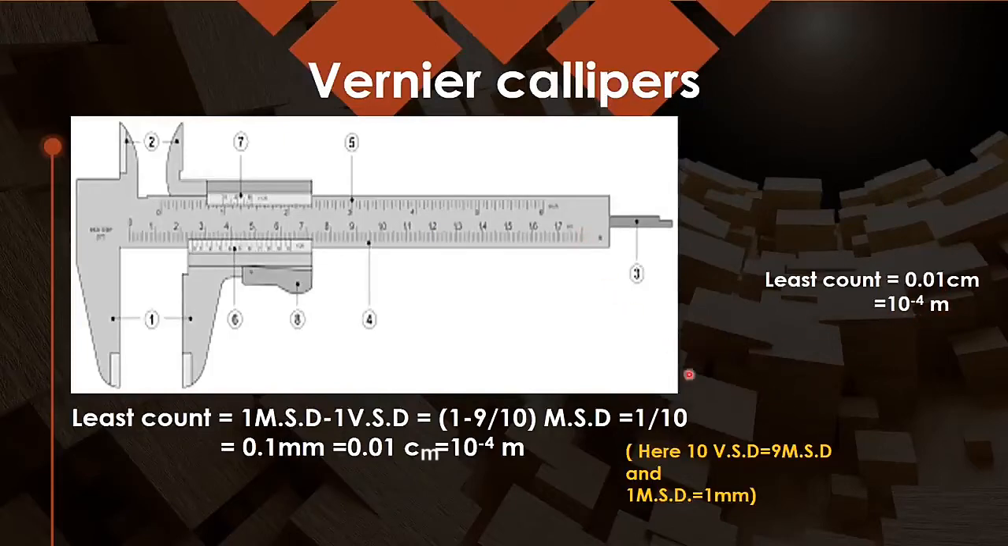In the lab, whatever vernier we are using, we have 10 vernier scale divisions equal to 9 main scale divisions, and 1 main scale division equals 1 millimeter. Now we can have vernier calipers of different values, like I may have 20 divisions on the vernier scale, and then the value of the least count will of course be different. So I can design vernier calipers with different least counts.